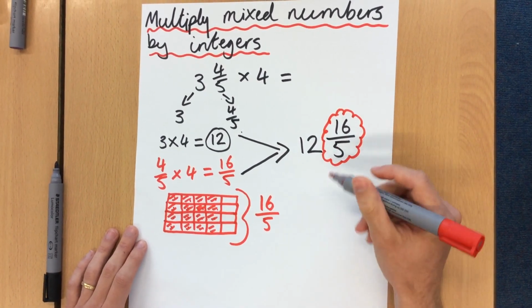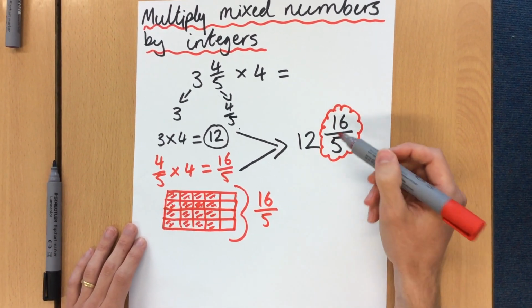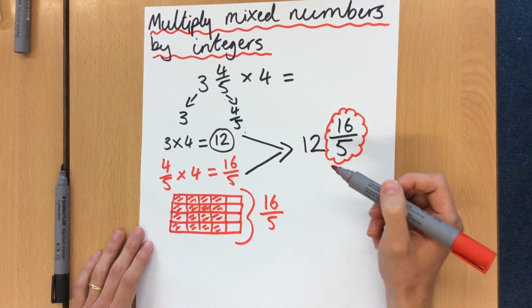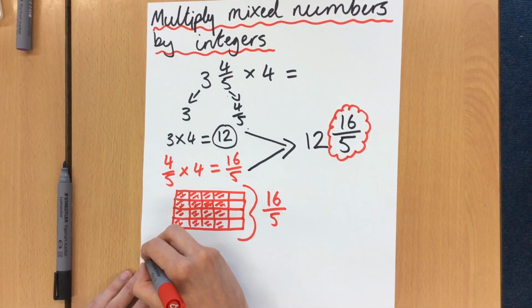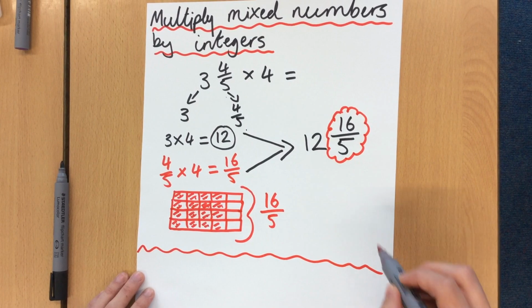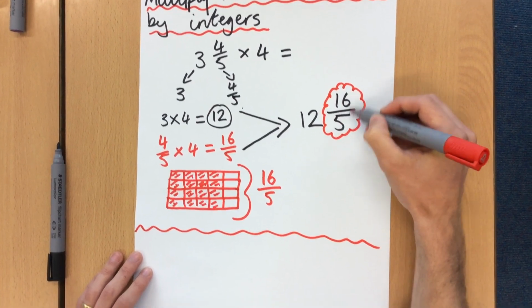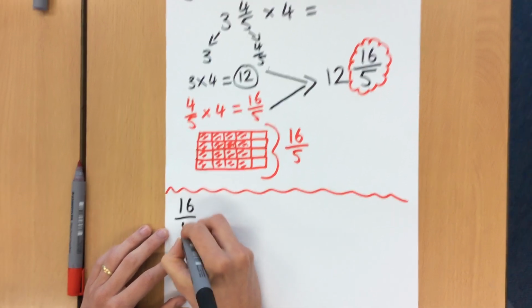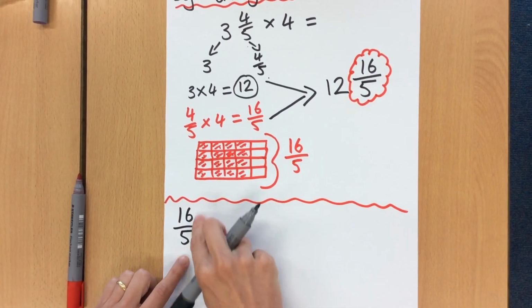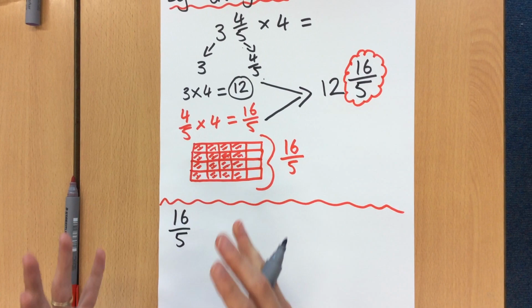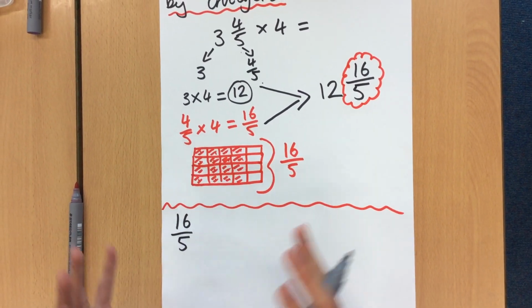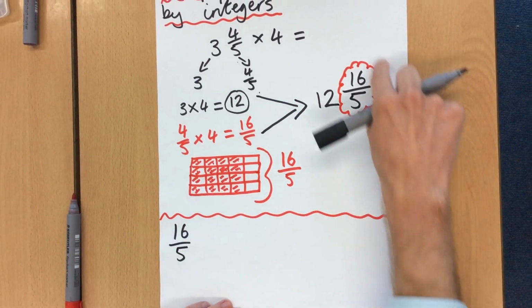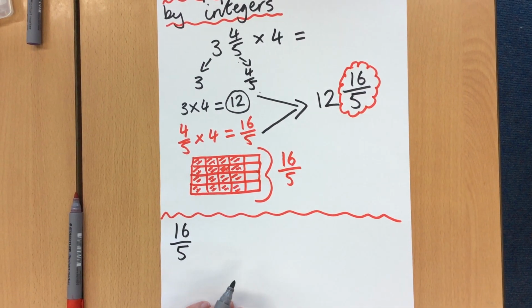So we need to change this improper fraction into a mixed number now. That's our next step. So what I'm going to do is draw a little squiggly line here, and I'm going to bring this improper fraction down here. So I've got 16/5. Now with my 16/5, like I said, I need to make this into a mixed number because then I'll get a correct calculation for my actual answer.